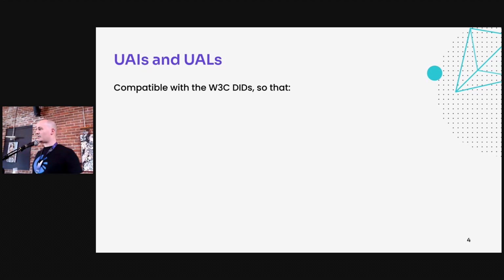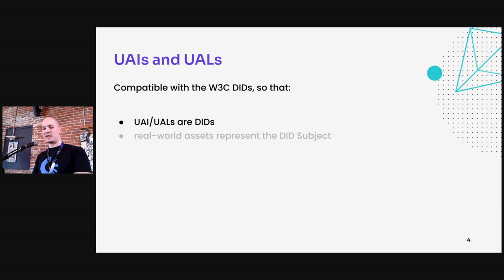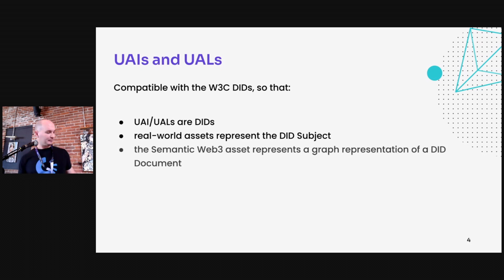There are other kinds of DIDs. Pretty much every blockchain has its own DID space. So the idea with UAIs and UALs is that they are also DIDs, so we've designed them to conform to the standard. If you know about DIDs, you've heard about DID subjects. A DID subject is what the DID represents, so the real world assets are the DID subject in this case.